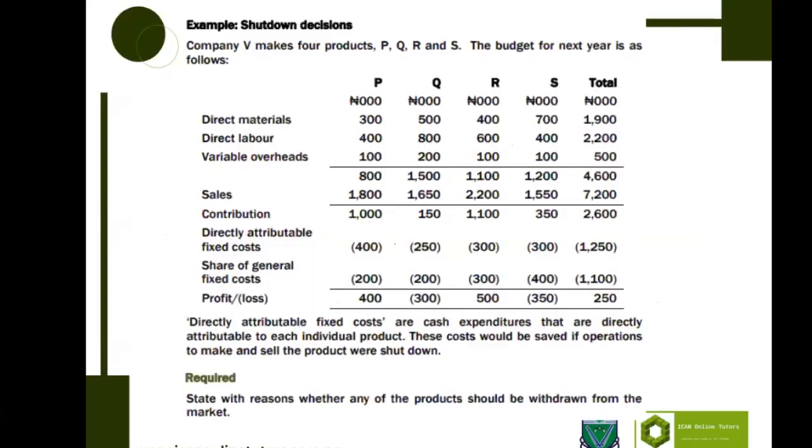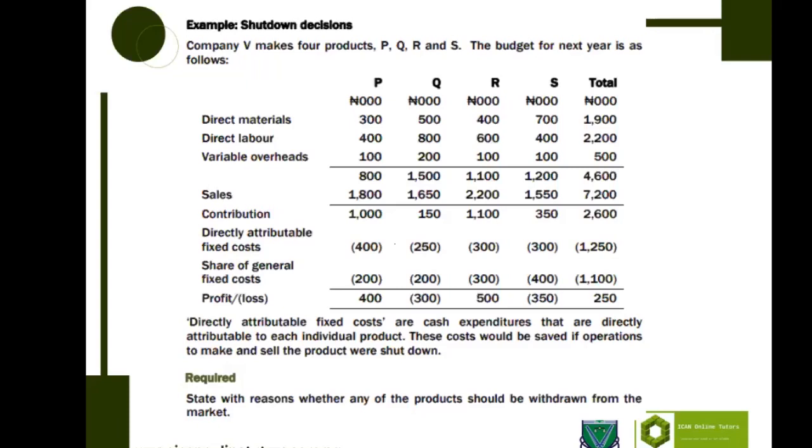We have an example here for products P, Q, R, and S. We have direct materials, labor, variable overhead. We have sales figure, contribution, directly attributable fixed costs, share of general fixed costs, and profit or loss. So what should we do? Should we shut it down? If we do, what is the effect of it?